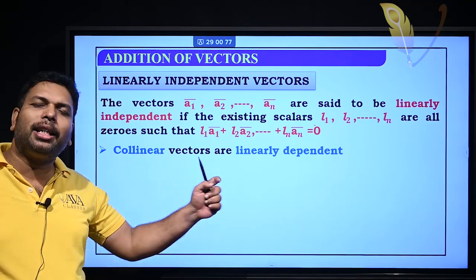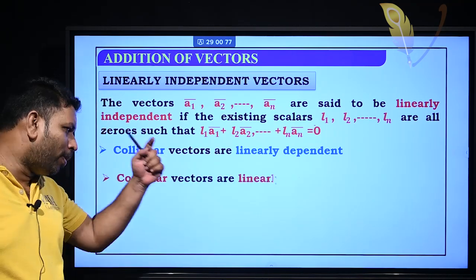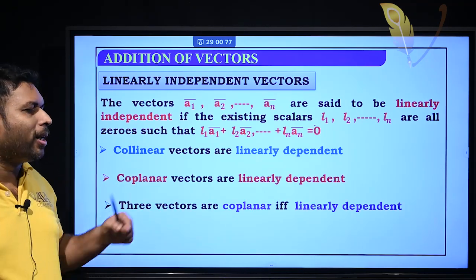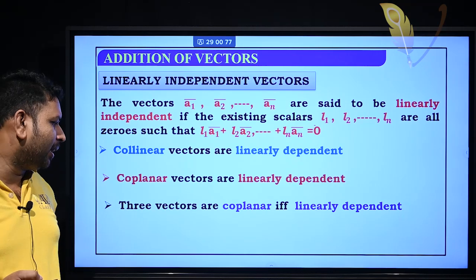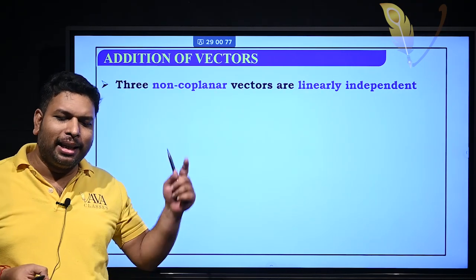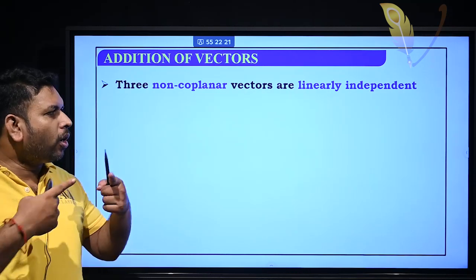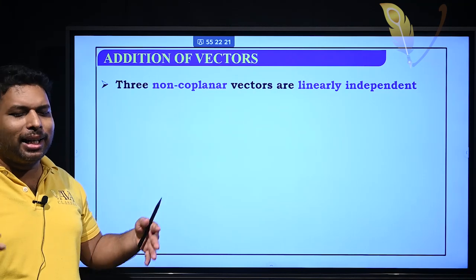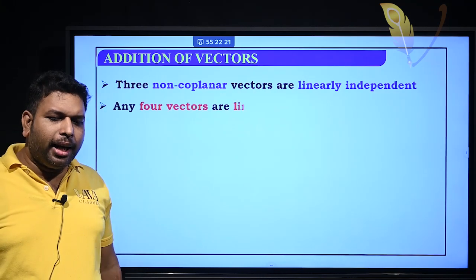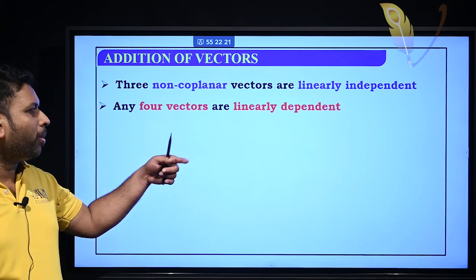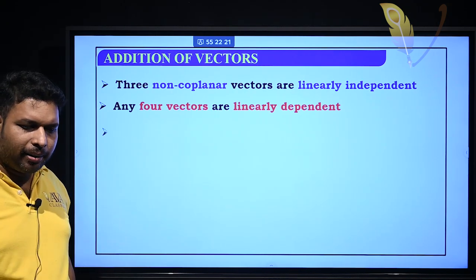Collinear vectors are LD. If vectors are collinear, then it is LD. Coplanar vectors are LD. Three vectors are coplanar if and only if they are LD. Three non-coplanar vectors, three vectors not lying in one plane, are LI. Any four vectors are LD.